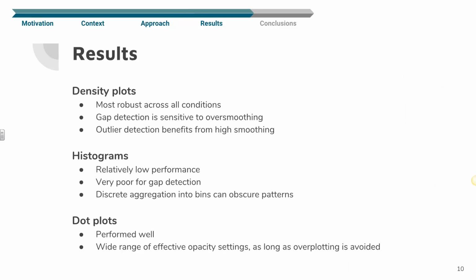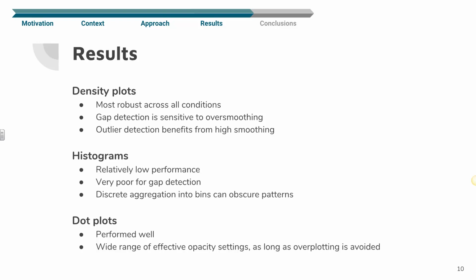And for the specific chart types, the density plots performed really robustly across all conditions. But in particular, detecting gaps was sensitive to over-smoothing, or the kernel size, bandwidth size. However, detecting outliers, you can actually benefit from a higher smoothing. So there are some different considerations when you're thinking about kernel bandwidth, depending on the flaws you're looking for with density plots. Histograms, as I mentioned, had low performance overall.